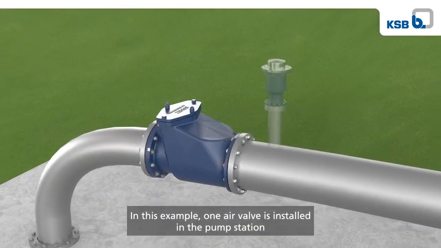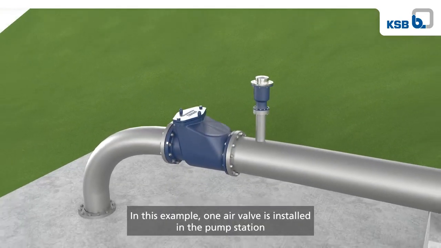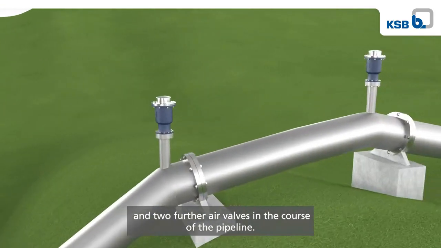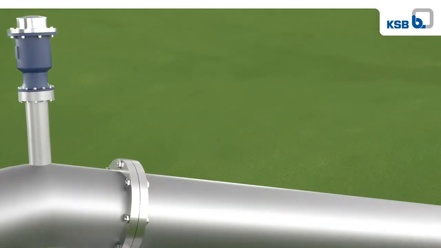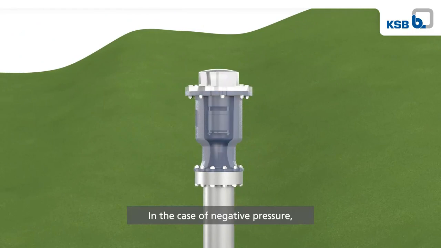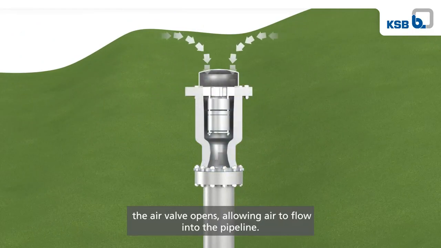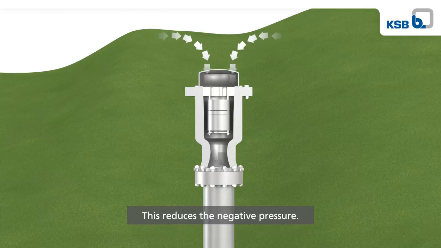In this example, one air valve is installed in the pump station and two further air valves in the course of the pipeline. In the case of negative pressure, the air valve opens, allowing air to flow into the pipeline. This reduces the negative pressure.